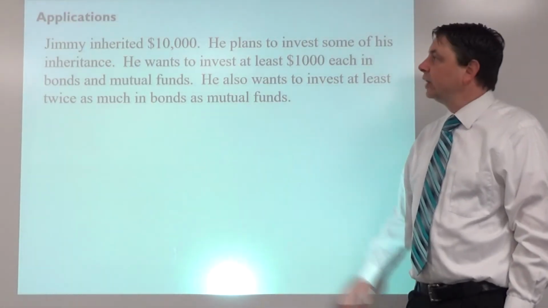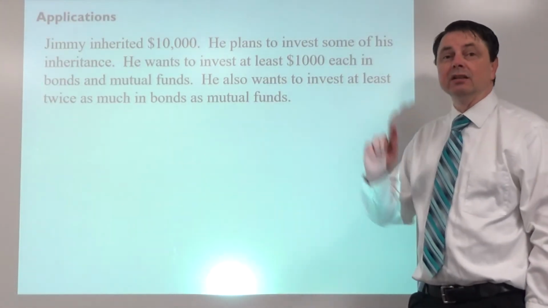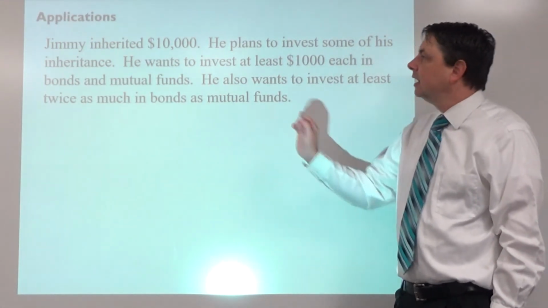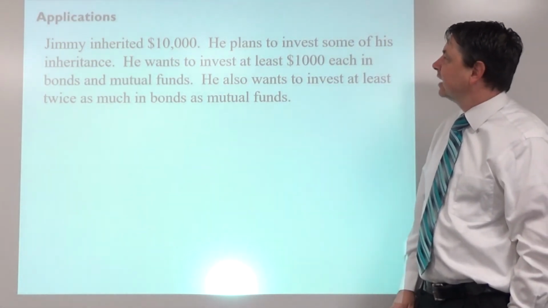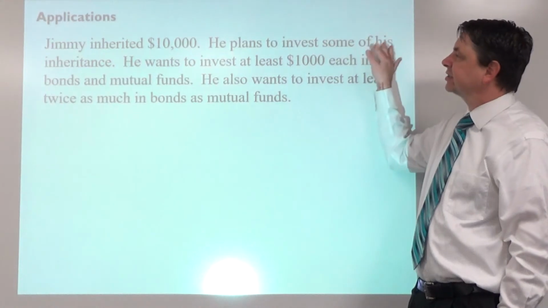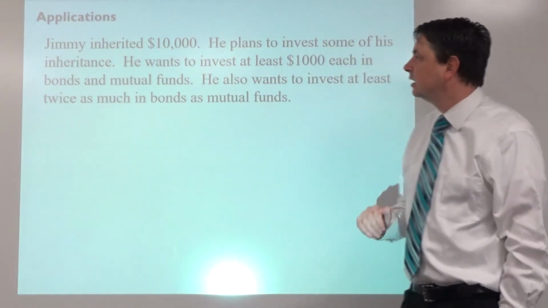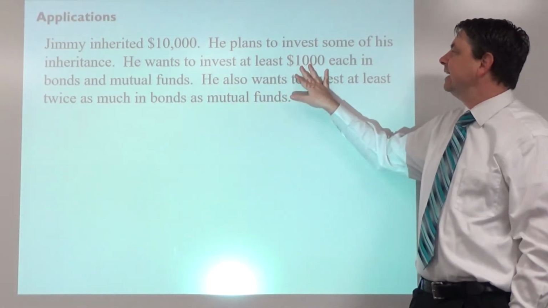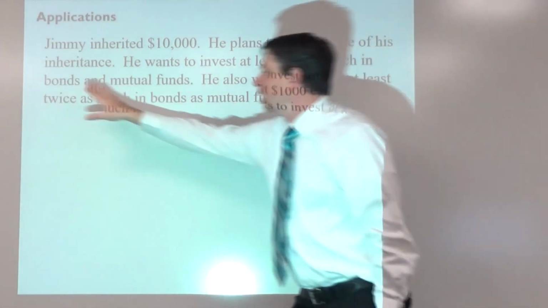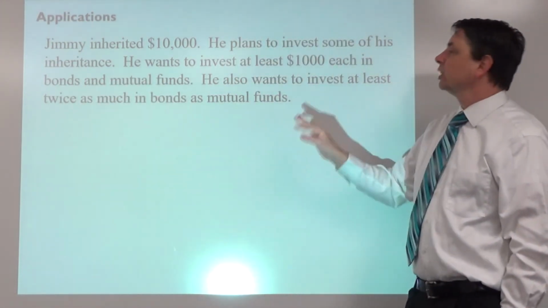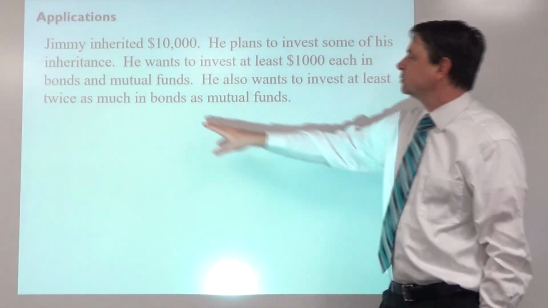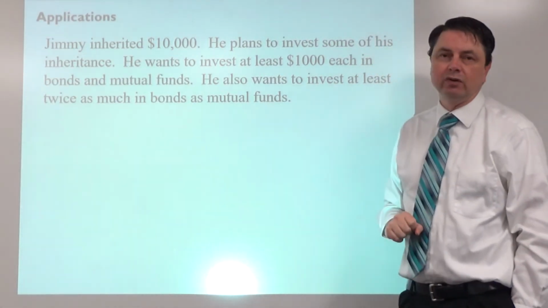And we're going to finish with an application problem that's going to lead into our next lesson. Jimmy inherits $10,000. He plans to invest some, and really what it means there are some or all of his inheritance. He wants to invest at least $1,000 in each of bonds and mutual funds. And he wants to invest at least twice as much in bonds as mutual funds.